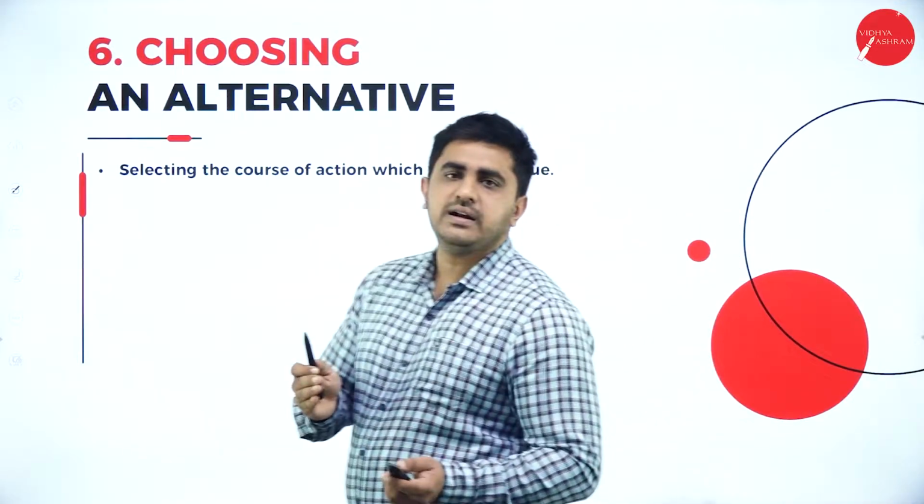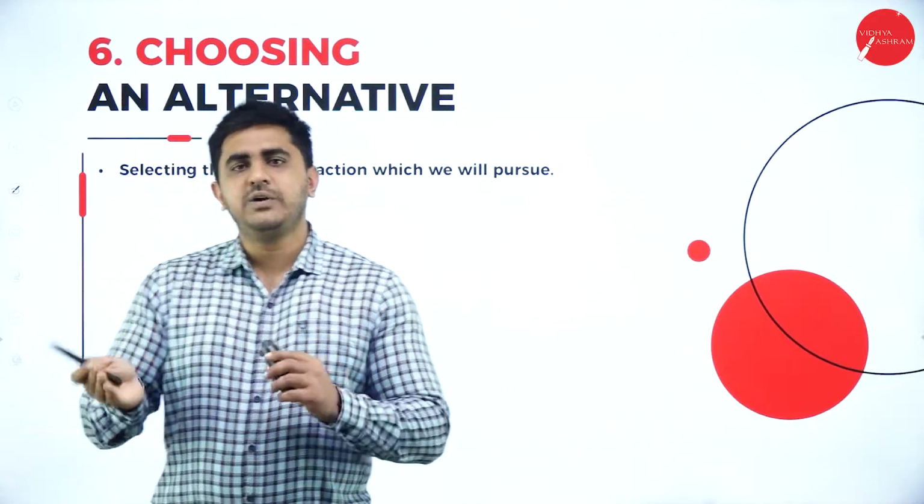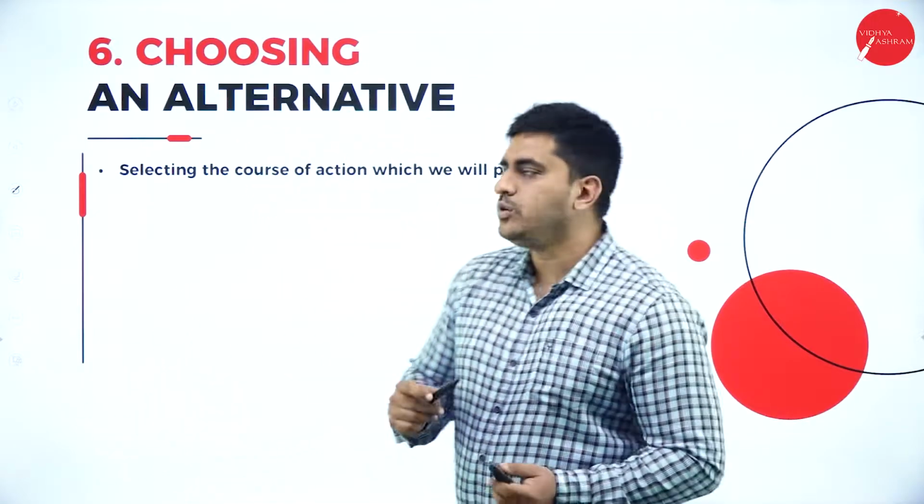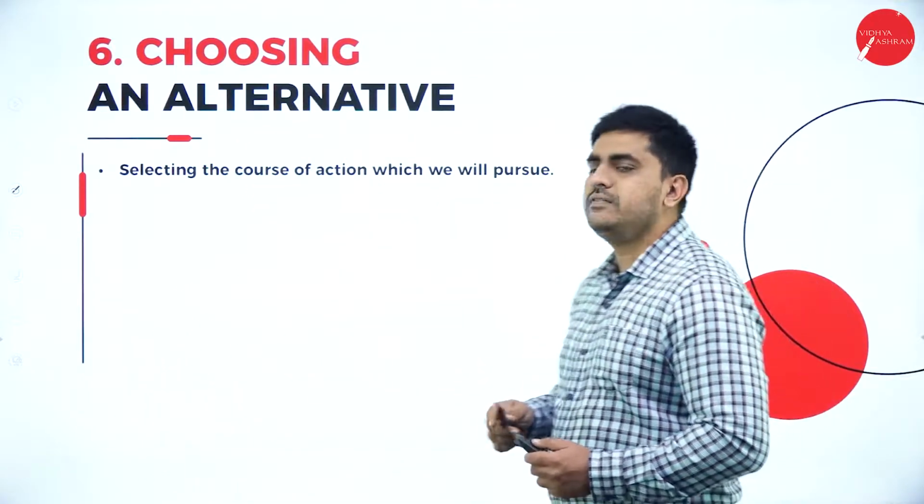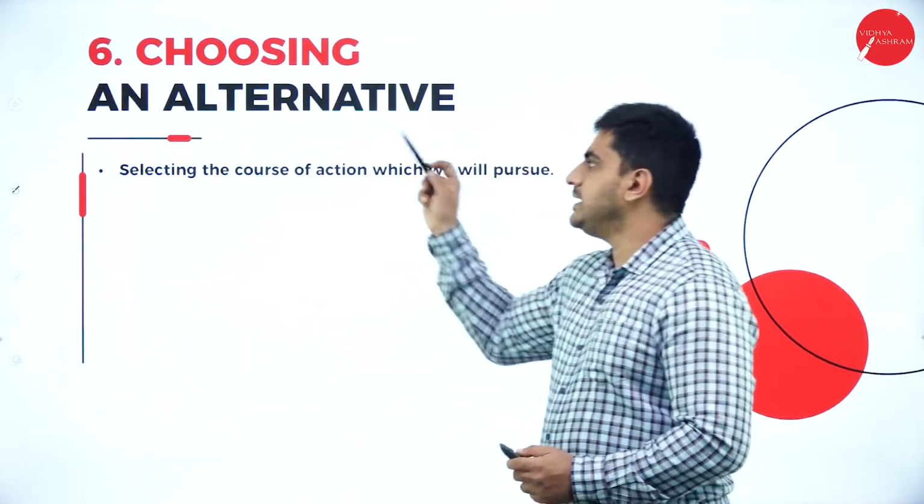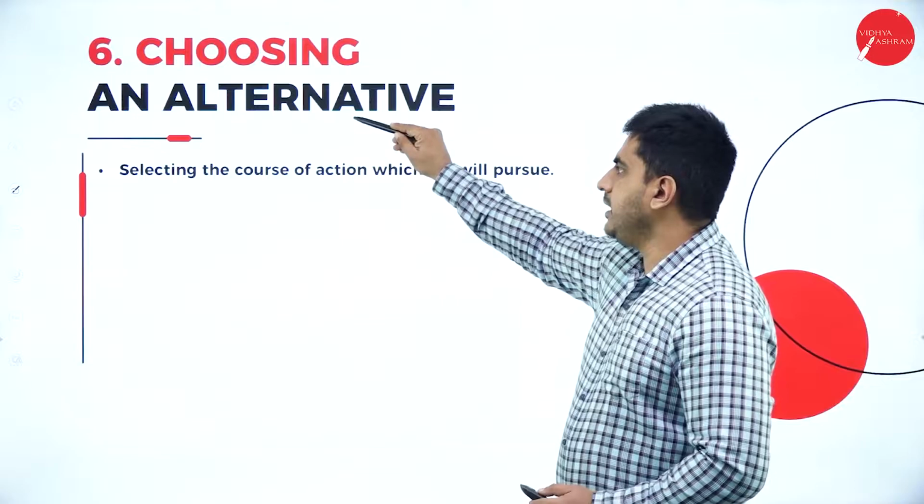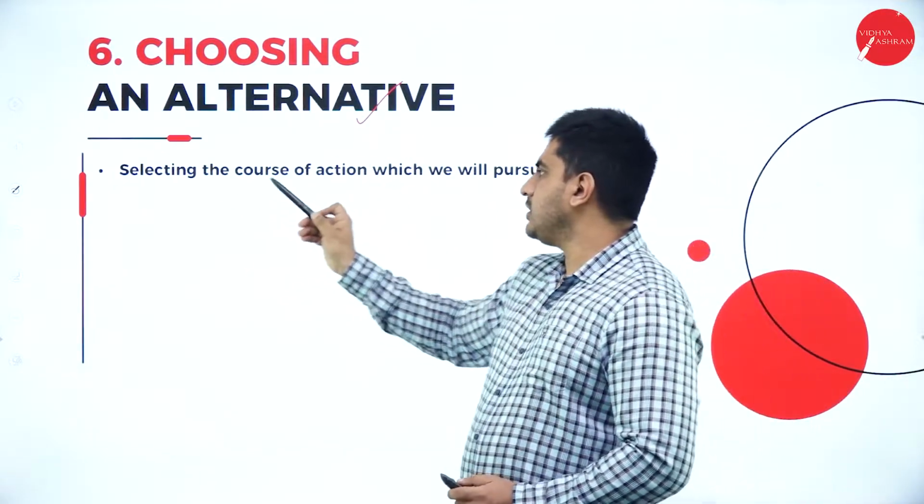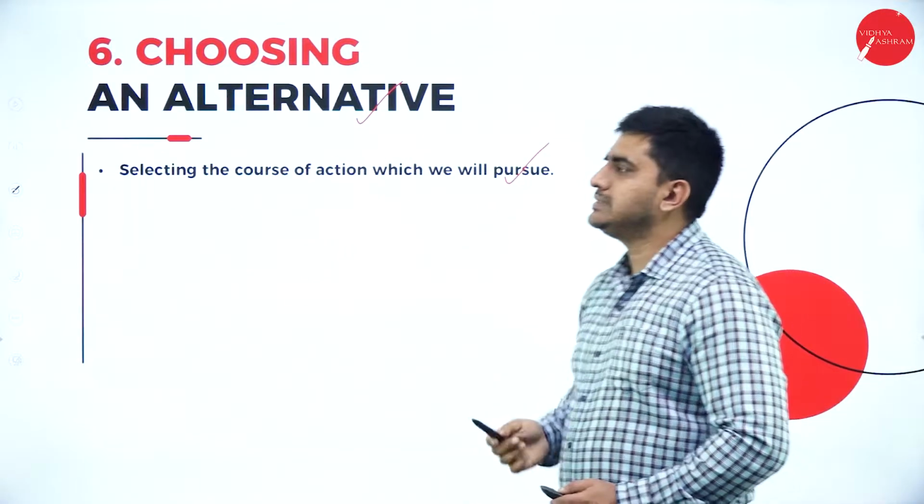Out of the 10 alternatives you have listed, you compared each one of them, and finally you came to know that one alternative will give you maximum profit at minimum cost. So you will choose that alternative. This is choosing an alternative, selecting the course of action which you will pursue. So this is the sixth step.